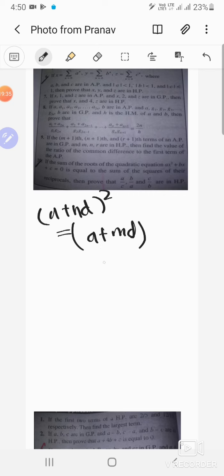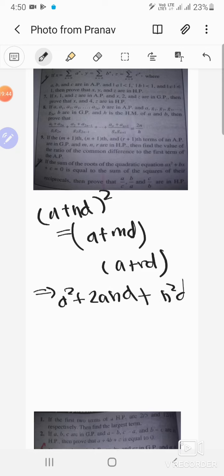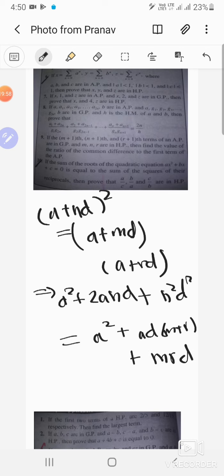So if the m plus 1 and r plus 1 terms of an AP are in GP, fine. So the n plus 1 term is going to be a plus n into d, that squared is equal to a plus m into d into a plus r into d, which means that a squared plus 2a n d plus n squared d squared is going to be equal to a squared plus a d into m plus r. Fine. And then you have mr d squared.